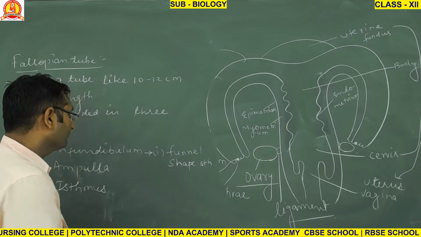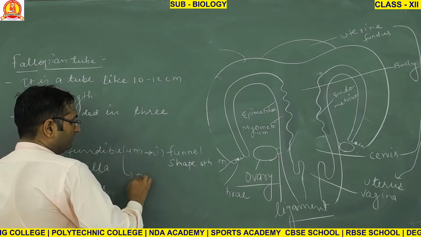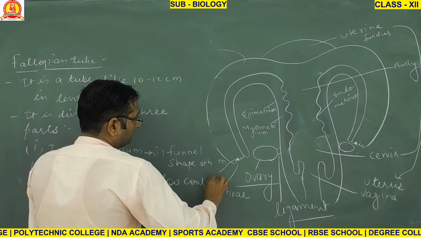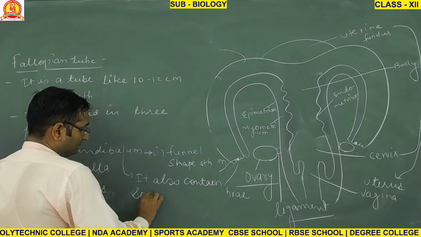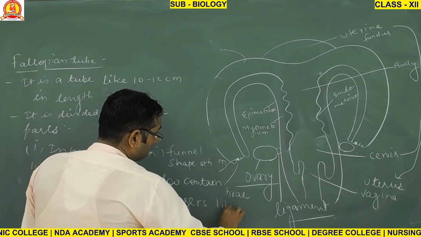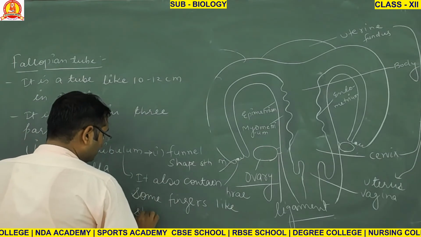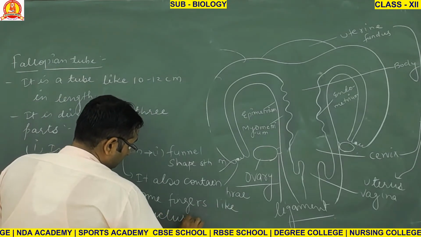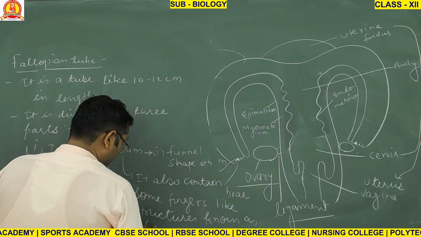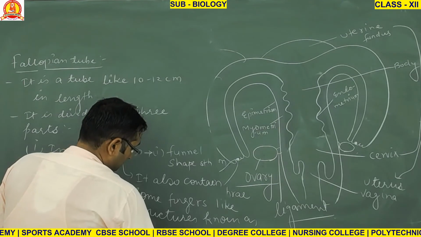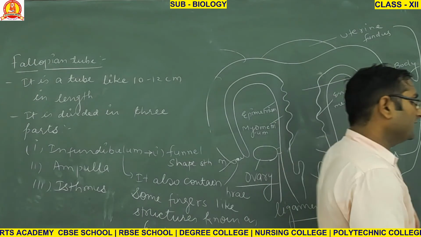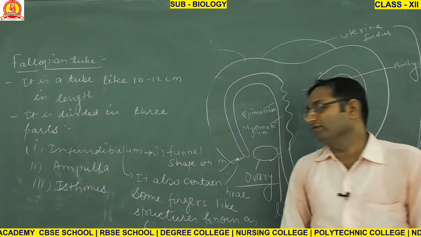Infundibulum also contains some finger-like structures known as fimbriae. Then what is the function of fimbriae? Fimbriae collect the ovum or egg from the ovary.